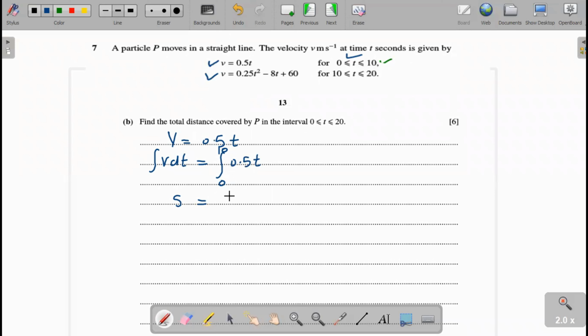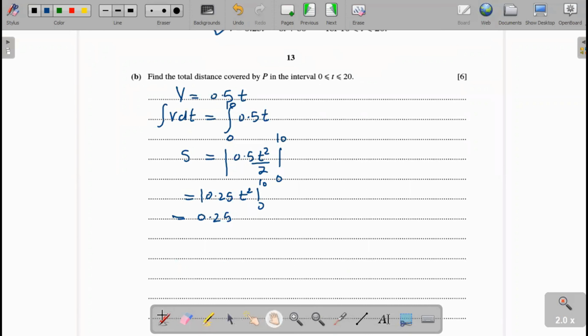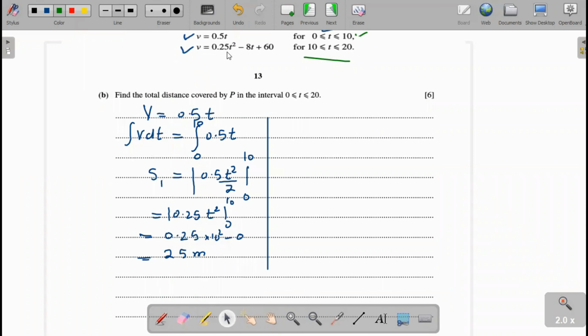The integration of 0.5 into t is t square over 2. Now the interval is 0 to 10 seconds. So 0.5 t square over 2 is equal to 0.25 t square, over the interval 0 to 10 seconds. Now we put in the upper bound value of the interval, which is 10. Then 0.25 times 10 square minus 0 is equal to 25 meters, the distance covered in the interval.